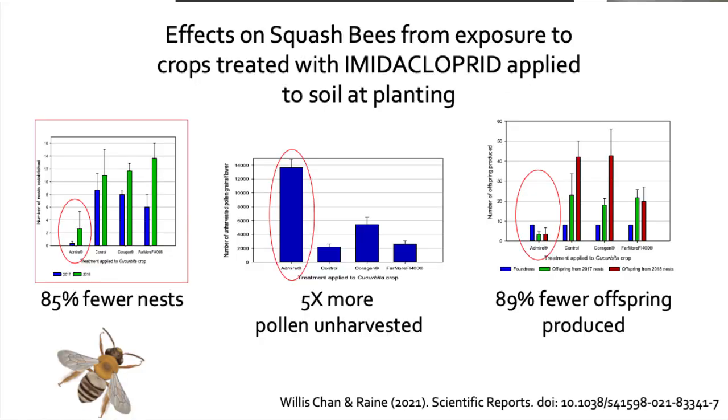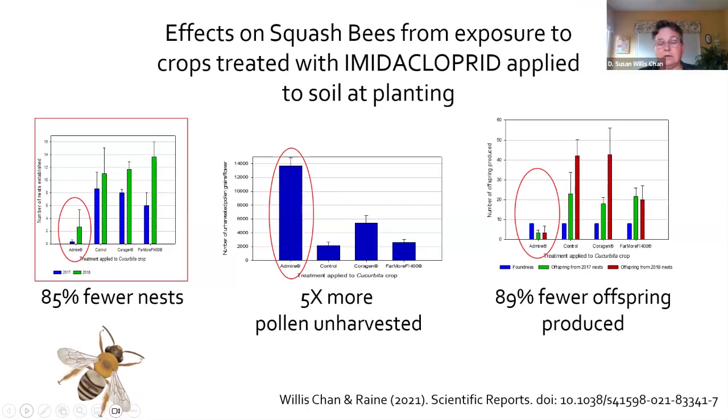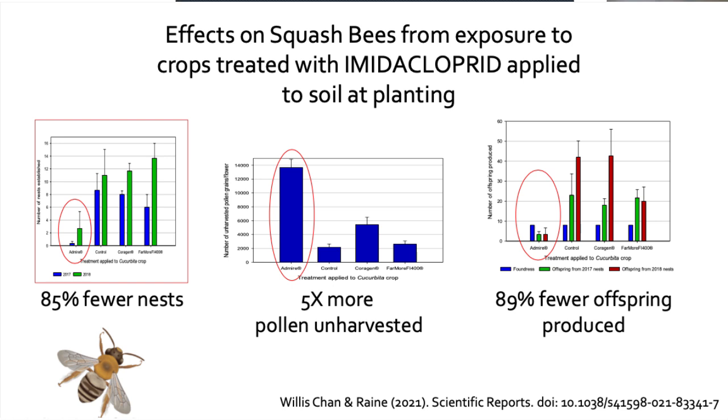And we see something quite horrifying as far as I'm concerned. When we applied imidacloprid to soil at planting, the bees in those enclosures produced 85% fewer nests. They left way more pollen unharvested, so that means they harvested a lot less pollen. And they produced almost 90% fewer offspring. So this means that in this circumstance, this population of bees would crash.